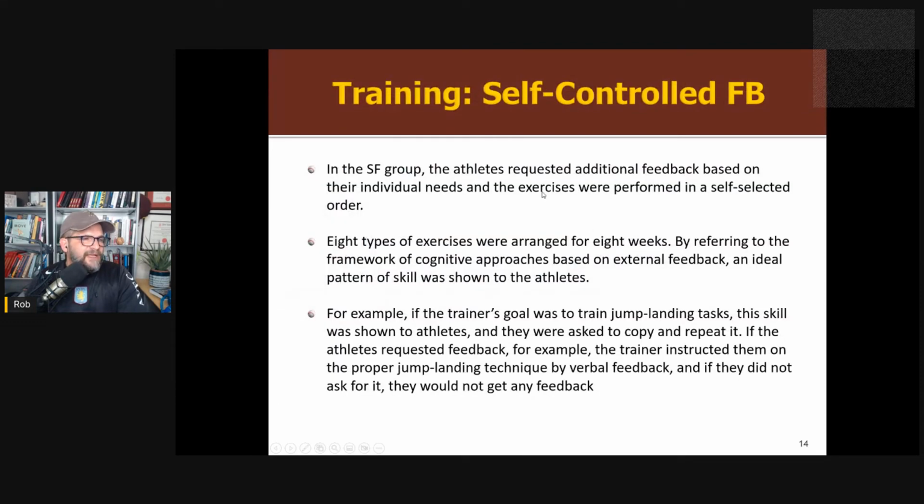The self-control feedback group, as I mentioned, they did all the exercises. They were given observational learning. The coach showed them how to do it, and they were asked to copy and repeat it.